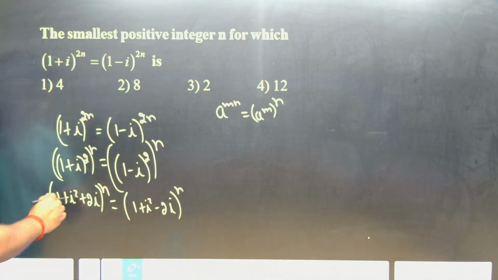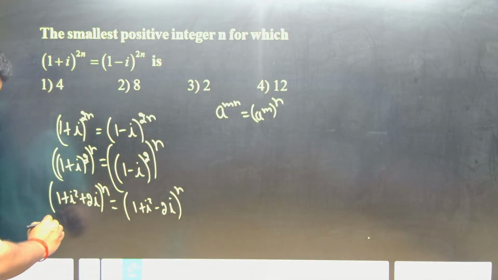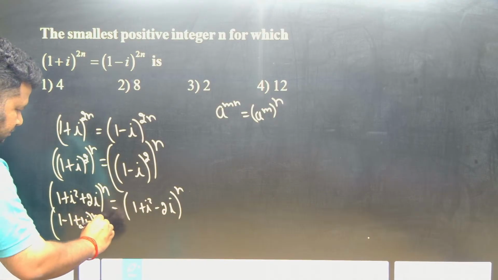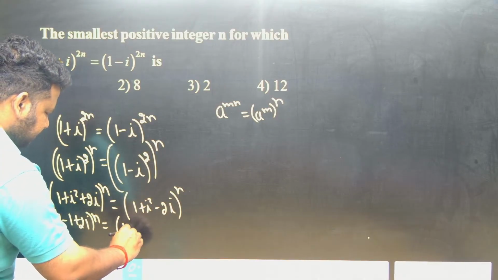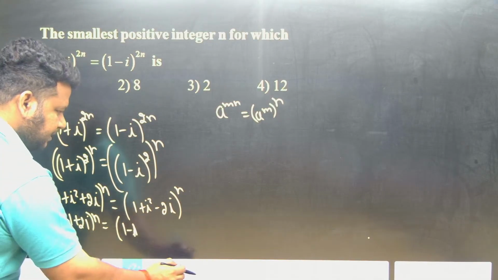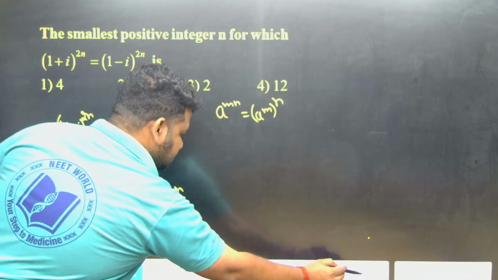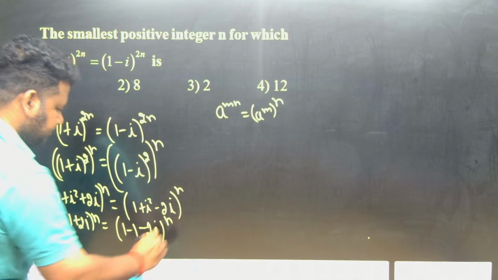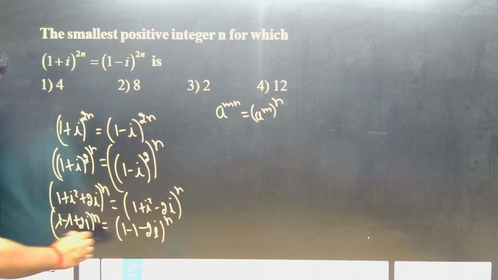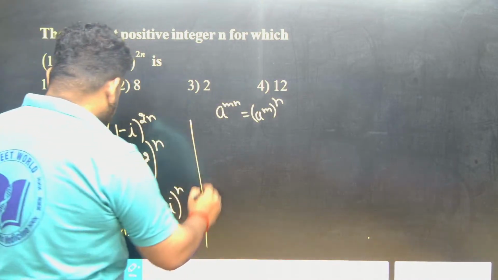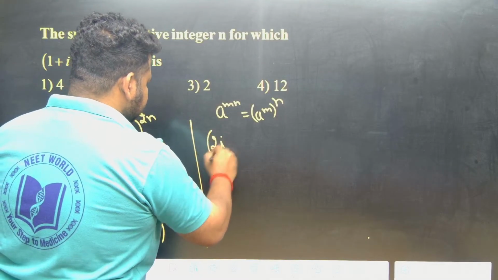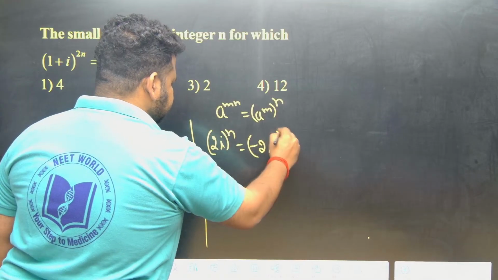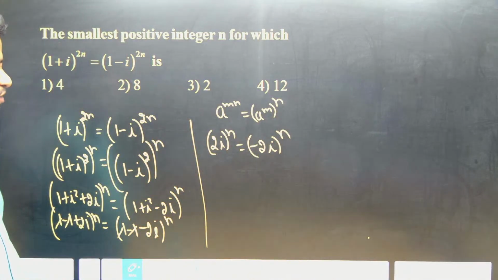So 1 plus i squared is what? 1 minus 1 plus 2i, whole to the power of n. Here also, 1 plus i squared is minus 1, so this will be 1 minus 1 minus 2i, whole to the power of n. Okay, 1 minus 1 is 0, 1 minus 1 is 0. What will we get here? (2i)^n is equal to (−2i)^n.